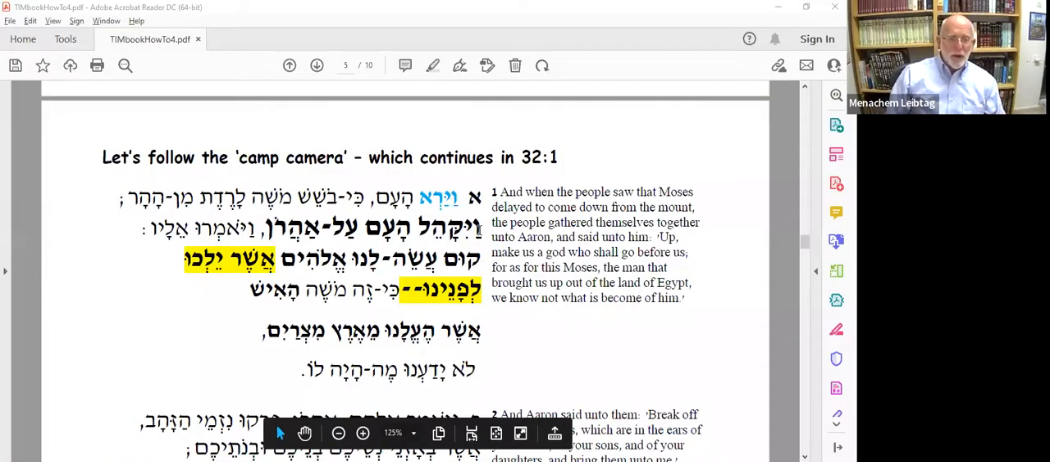So the people gather on Aaron, and what do they say? Elohim asher yachul lefanenu. We'll make a big deal about this, but to appreciate what they're saying, they don't say, make us another God. Elohim in Parshat Mishpatim meant also a judge or a power. A leader, anyone with power can be called Elohim. A judge is called Elohim. Remember?